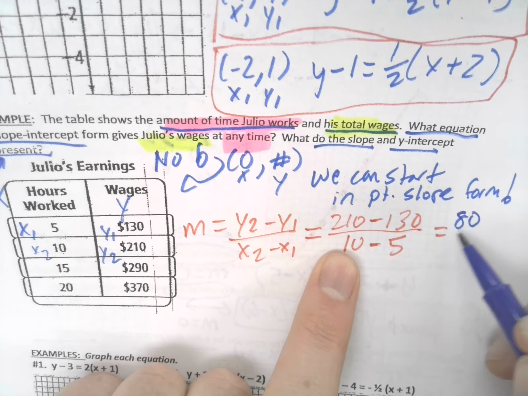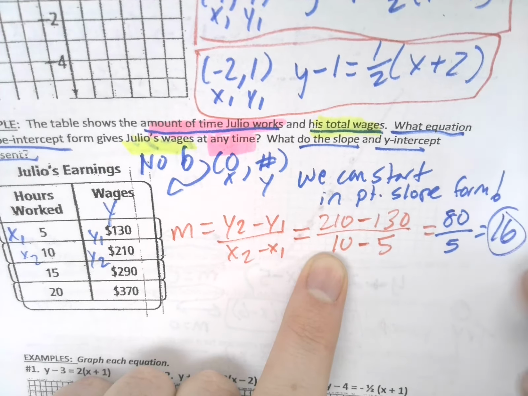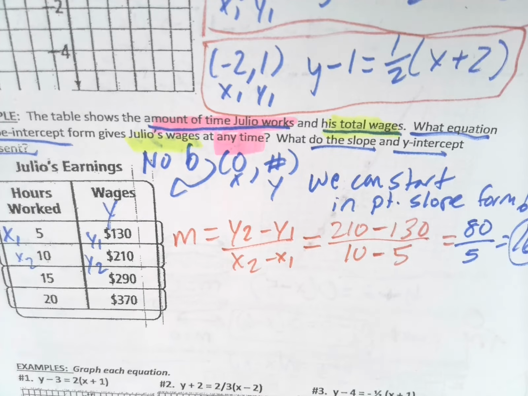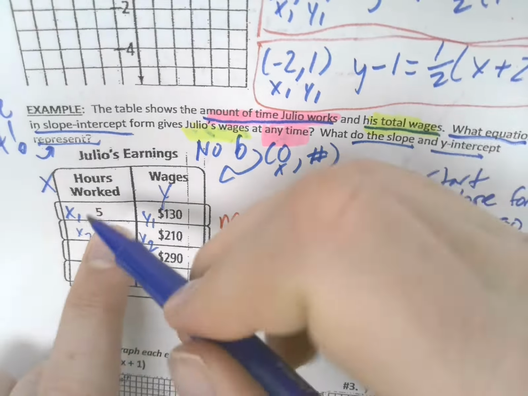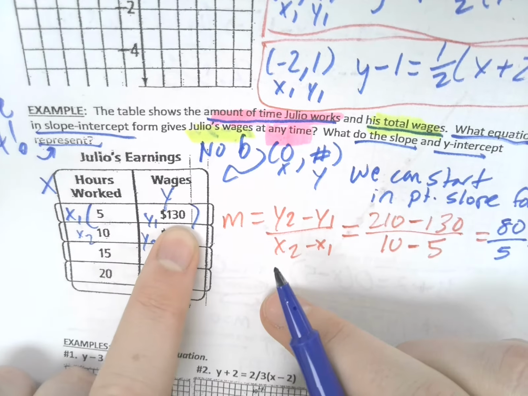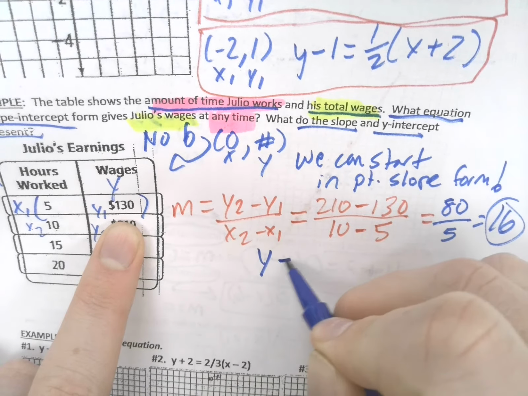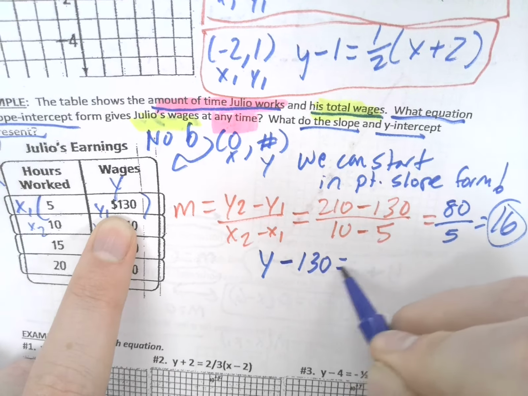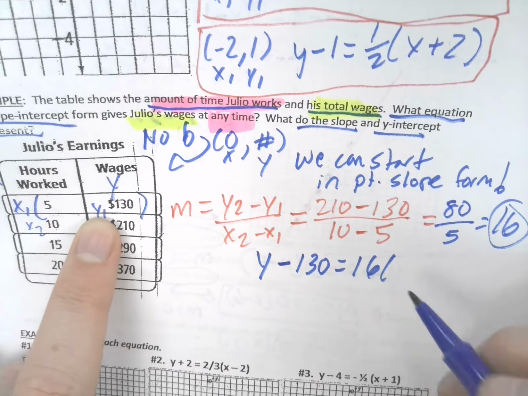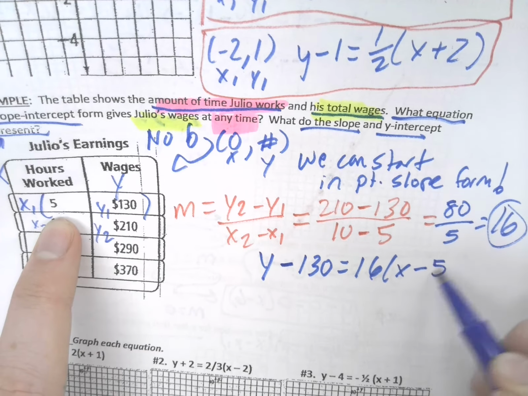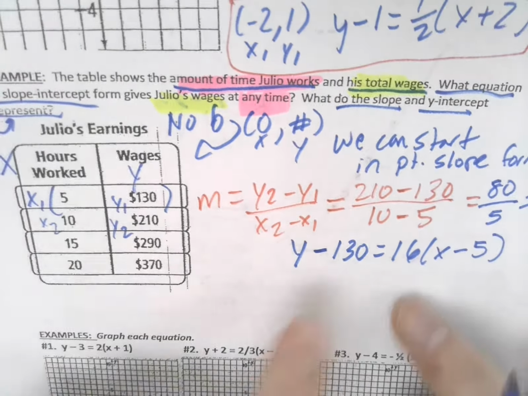So that'd be 80 over 5. And I believe 80 over 5 would be 16. Okay. And I'm going to go ahead and use what we labeled x1, y1 as our point. So there's our x1, there's our y1. So now with our slope, I'm going to go y minus y1, 130, equals our slope, 16 times x minus x1. We got 5. And so there's point slope form.